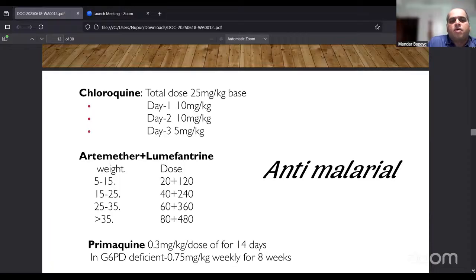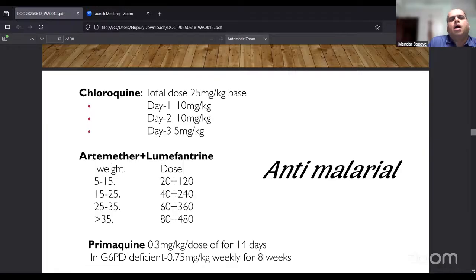If you have falciparum malaria, there is a preparation which is artemether plus lumefantrine, and the doses are weight dependent. Between 5 and 15 kg is 20 plus 120. 15 to 25 is 40 plus 250, 25 to 35 kgs is 60 plus 360. More than 35 kgs, we consider that as adult, and we give the adult dose. The dose is twice in a day for 3 days.